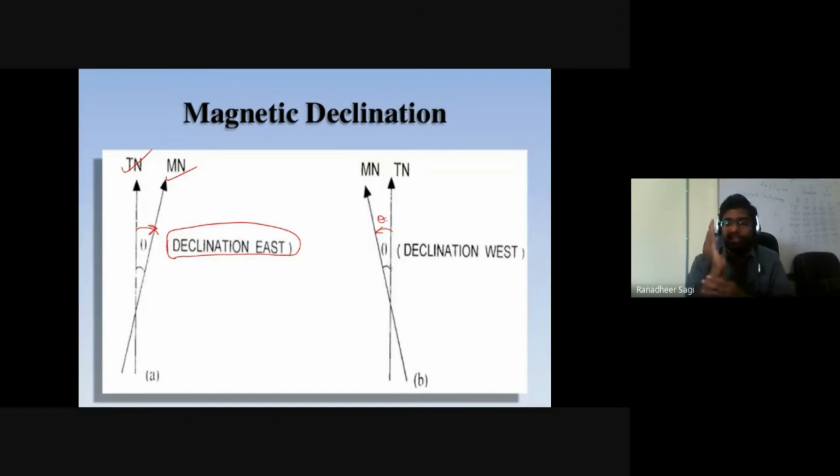But from the true meridian direction, at what inclination is your magnetic meridian direction getting deviated? By what angle is it getting deviated? So that angle is what we call declination, and if the deviation of your magnetic north or magnetic meridian is towards east, we call it declination east. If it is towards west, we call it declination west.